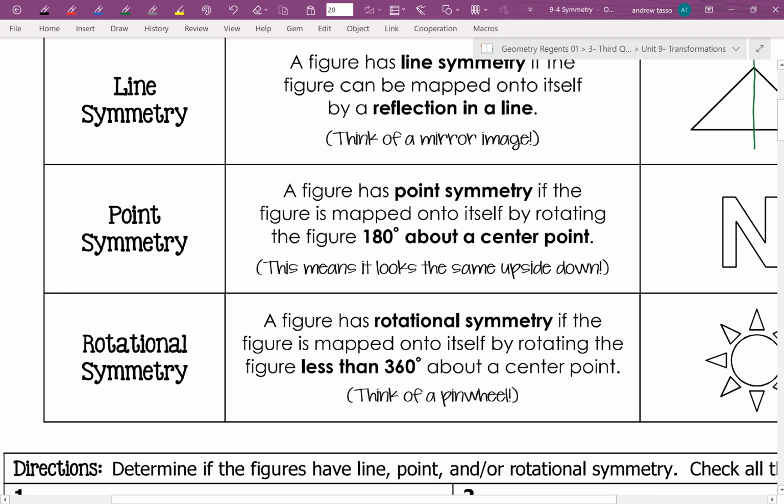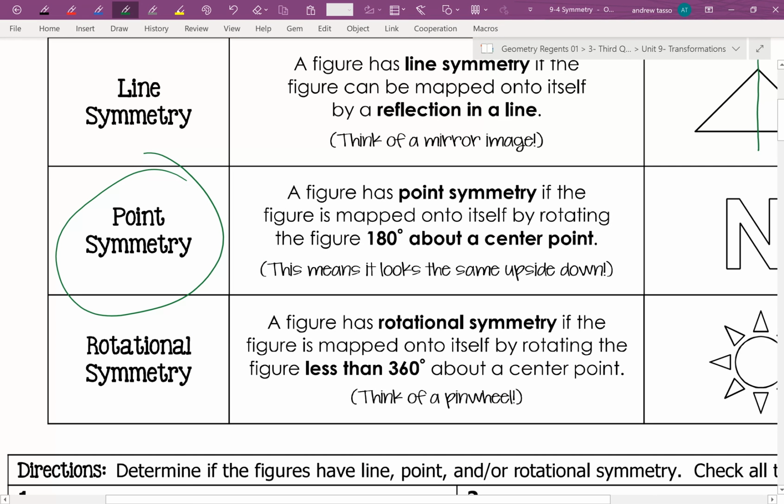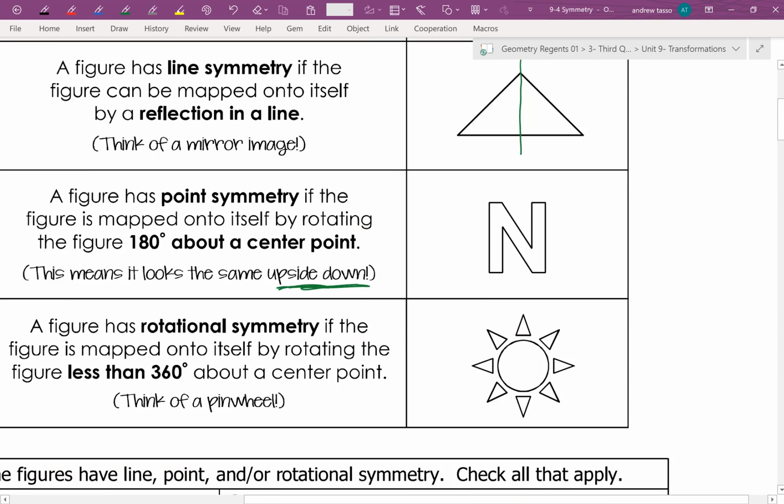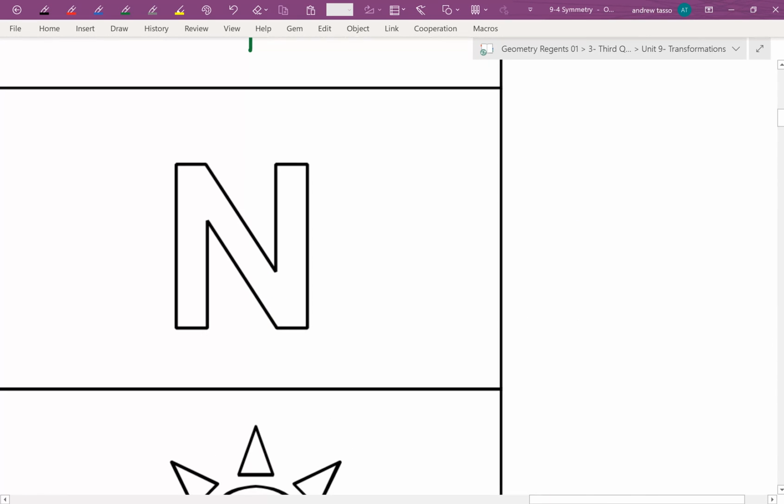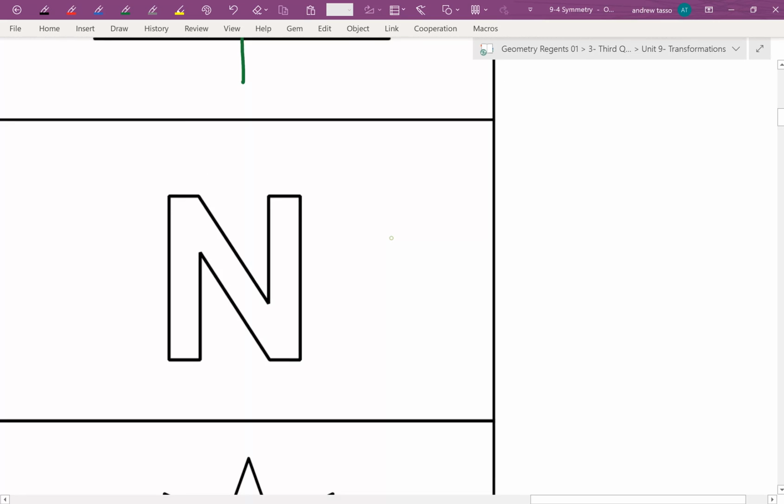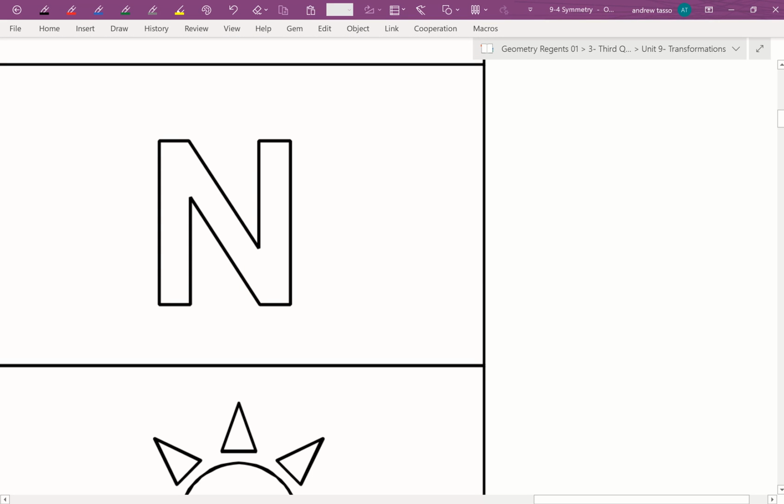The next one we're going to talk about is called point symmetry. Point symmetry is if an object looks the same upside down, then it has point symmetry, right? You could take a look at this letter N, and if you flip your paper upside down, then the N looks pretty much identical to what the original N looked like. That's the idea behind this one, and I can demonstrate that.